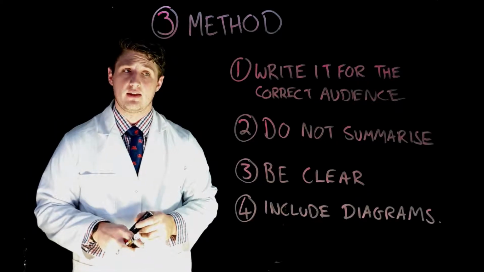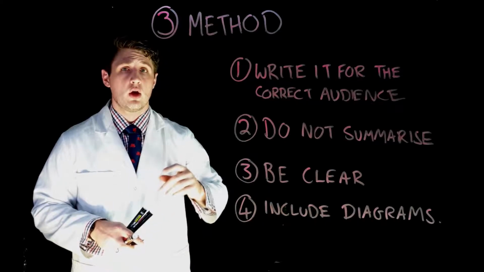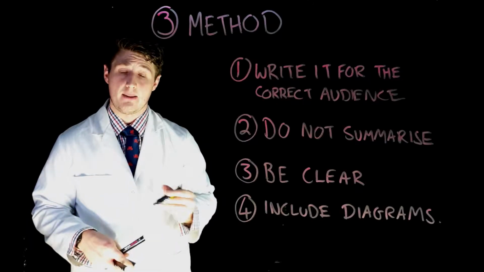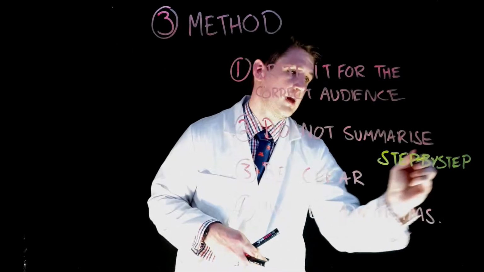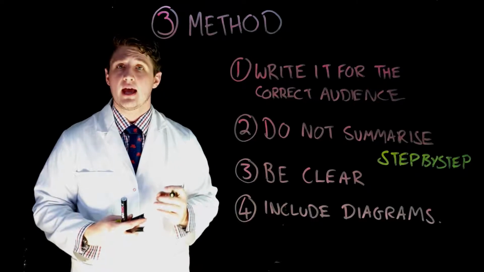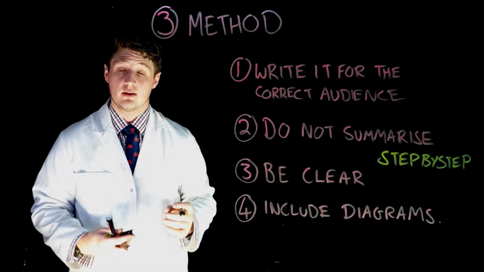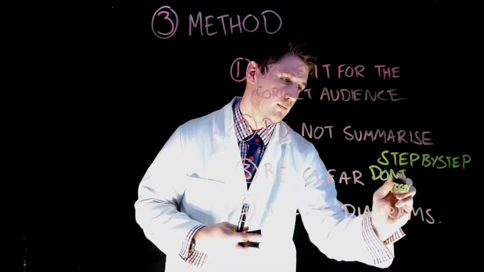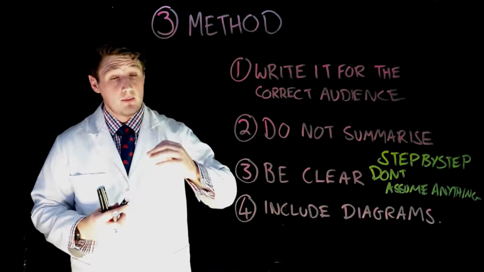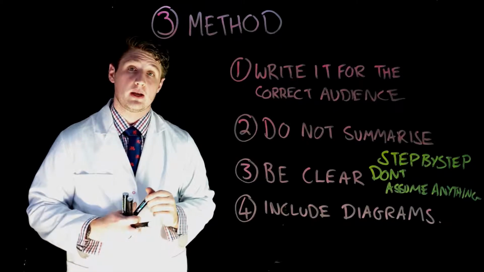Secondly, do not summarize. Be clear. These two sort of go together. What I mean by do not summarize is you need to write out step by step instructions, bullet point them, be clear. Don't assume anything. Write down what you're doing. Make sure that you include it in your method.